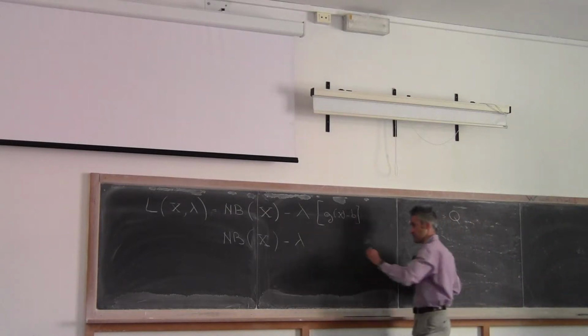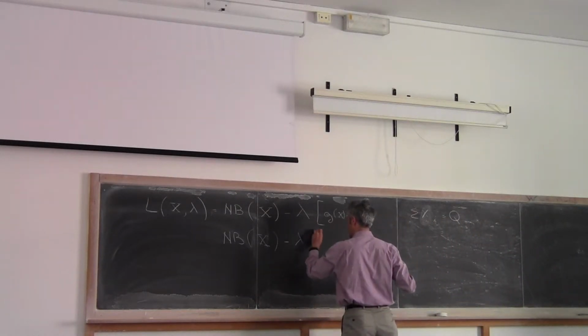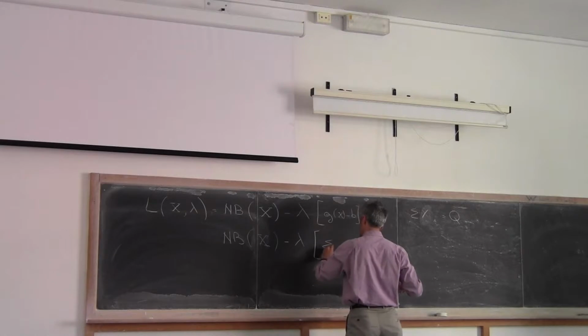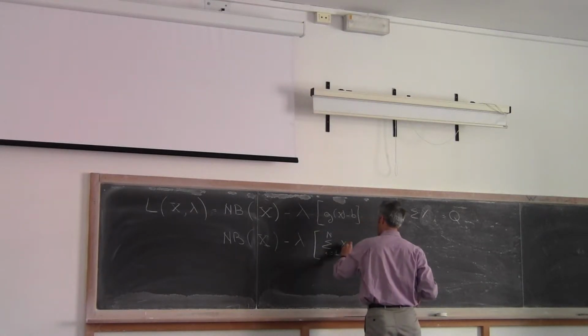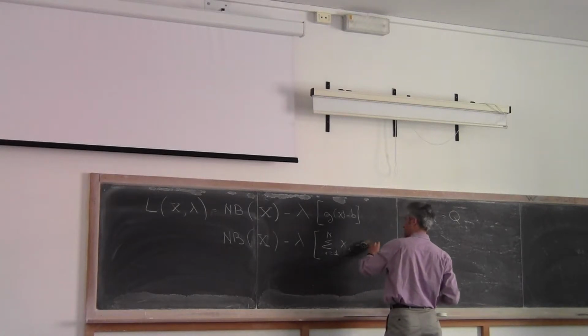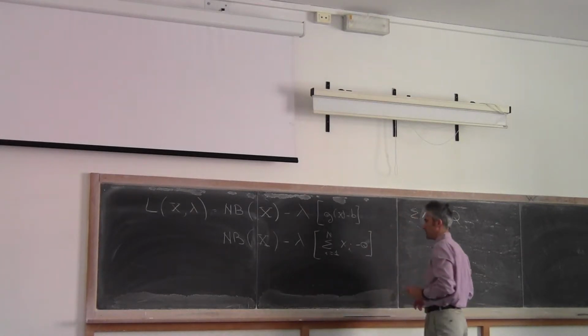And therefore you can substitute here the sum for i equal 1 to n, where n is the total number of local allocations of the Xi, minus Q. This is the Lagrangian.